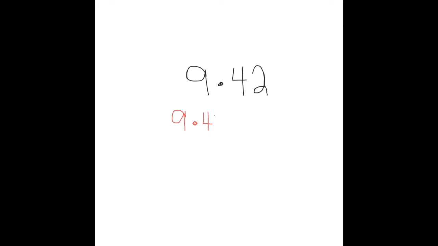So have you ever wondered how someone was able to multiply 1 and 2 digit numbers so quickly in their head? Well, probably they have a good understanding of number sense, and they're able to break numbers up quickly in their head. For example, 9 times 42 is the same thing as 9 times 40 and 9 times 2.